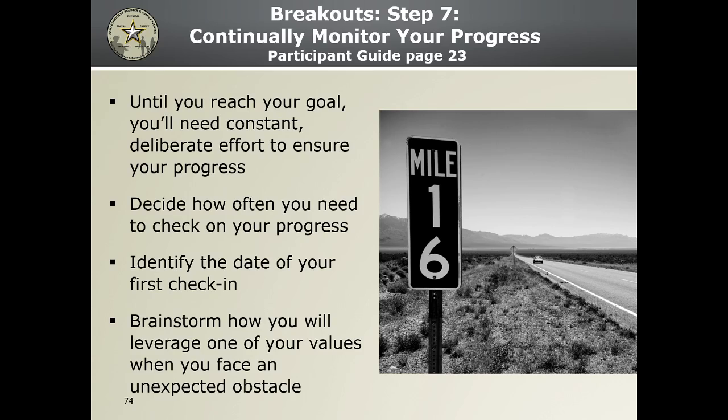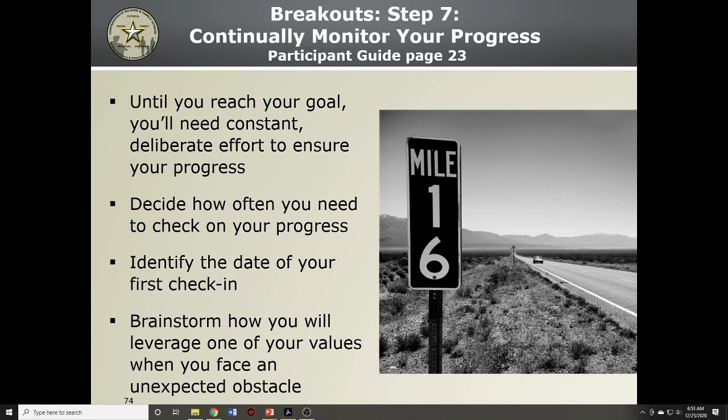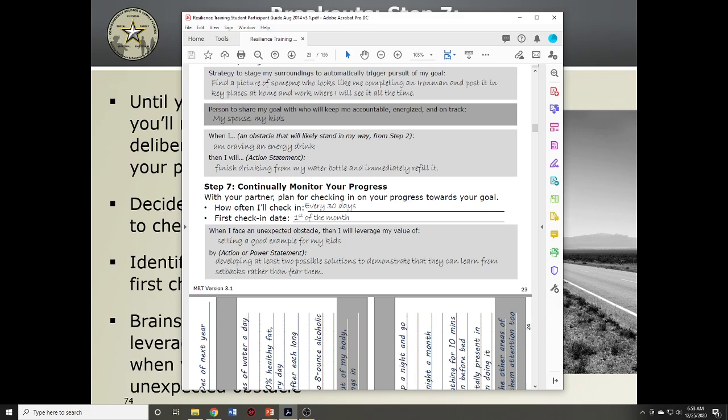And then brainstorm how you'll leverage your values when you face an unexpected obstacle. So what we were covering in step 6 was expected obstacles, but in step 7, we're coming up with ways to figure out what to do in the face of an unexpected obstacle. Because you're not going to anticipate everything that gets in the way of you pursuing your goal. So step 7, continually monitor your progress. How often I'll check in. You might need to change this, but set up a plan now, and then you can adjust it later. It's easier to adjust your plan than to come up with a plan on the fly.